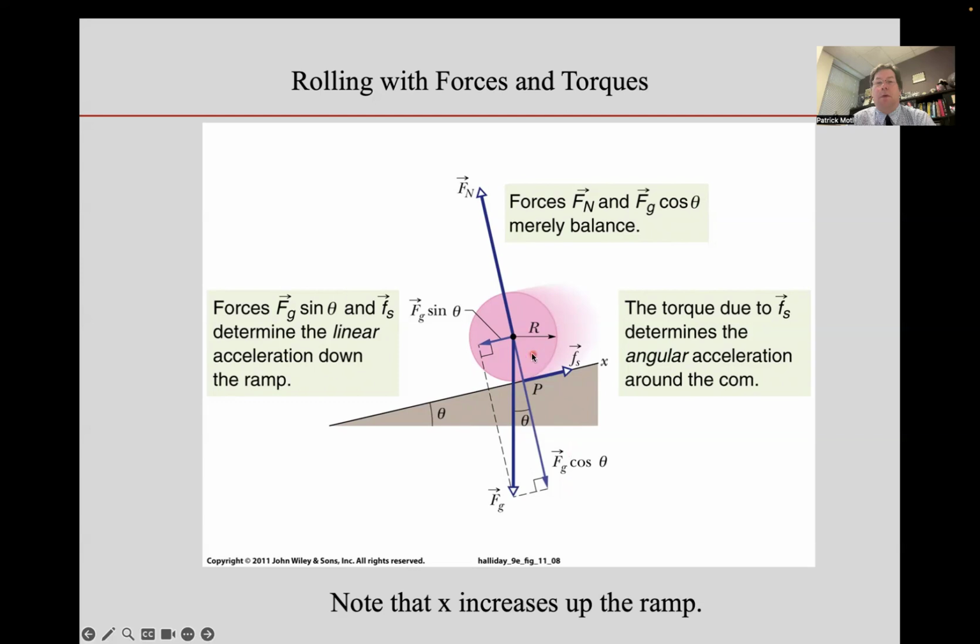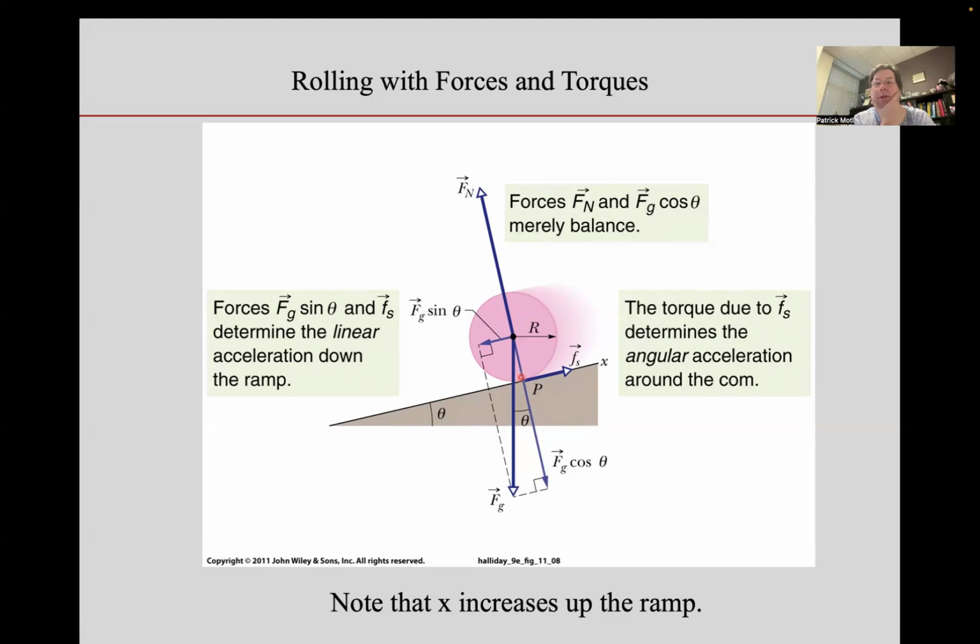And then what prevents the ball from just sliding down the incline is that there's a force of static friction at the point of contact. So the other component of the contact force, the parallel component of the contact force between the ball and the inclined plane, is static friction. And it's static friction, not kinetic friction, because the ball is going to roll. So this point of contact is instantaneously at rest.